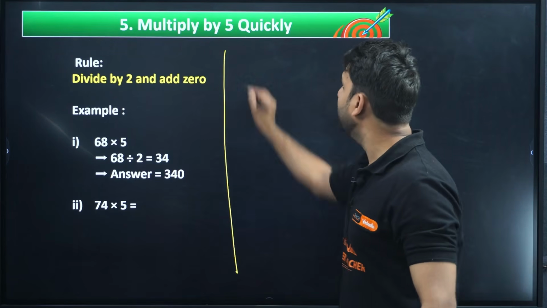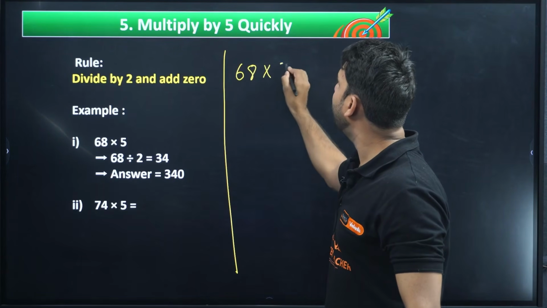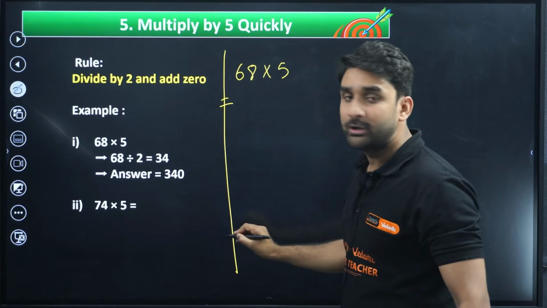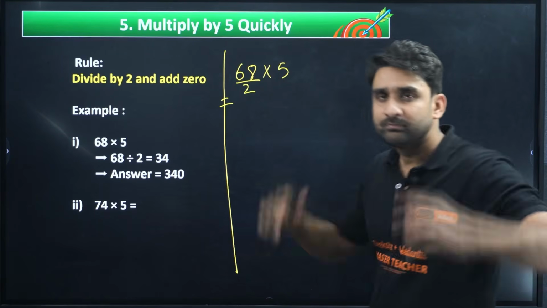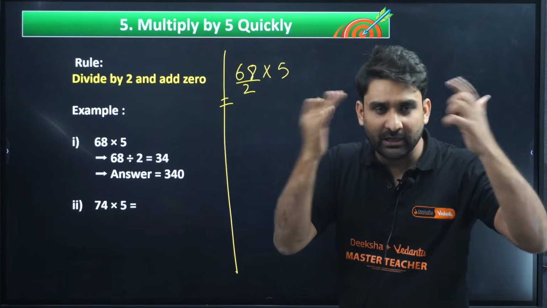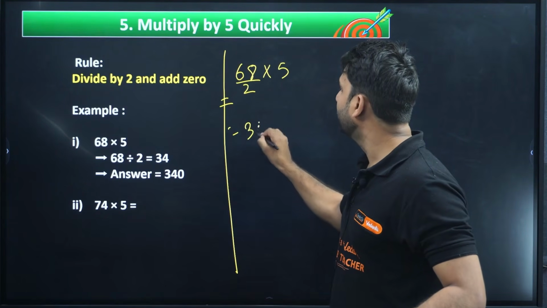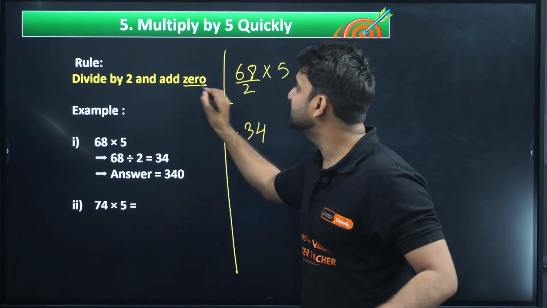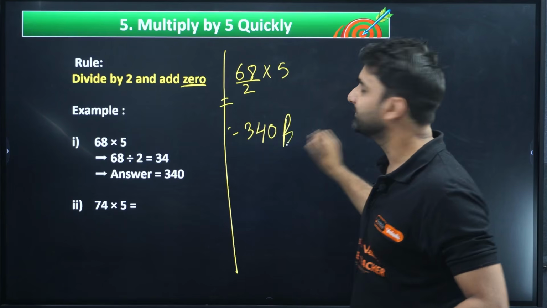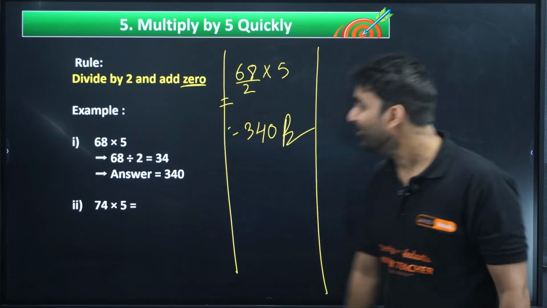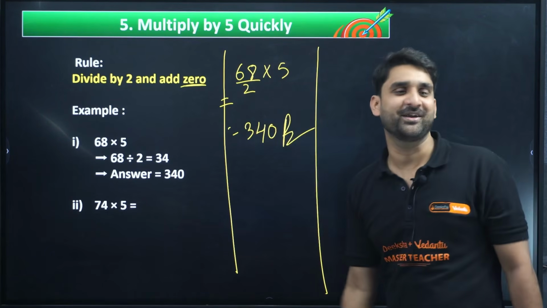So if we are multiplying 68 by 5, my dear, what you need to do? Divide this 68 by 2. You can divide in mind also directly. So if we divide 68 by 2, I think 34 would be there. Now add a 0. This is your answer. Come on, sir. Is it true? Yeah, this is true. You can verify, my dear student.